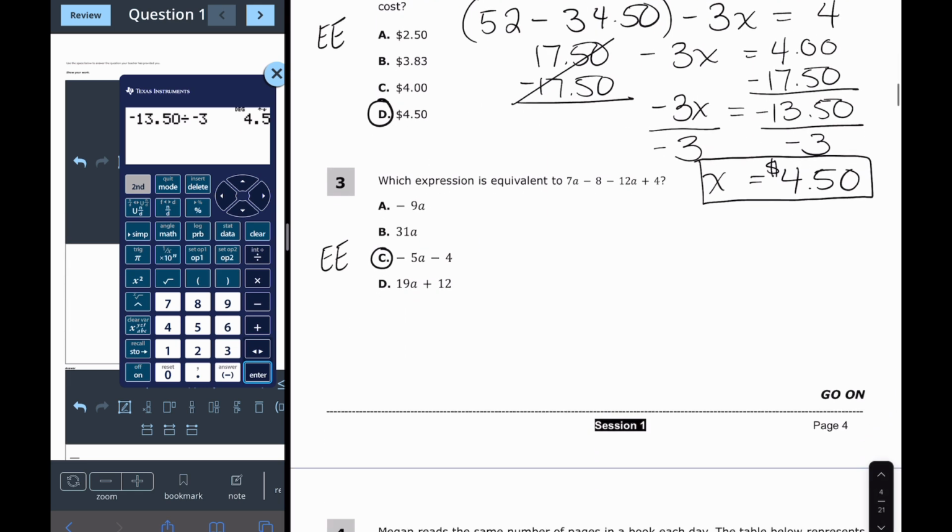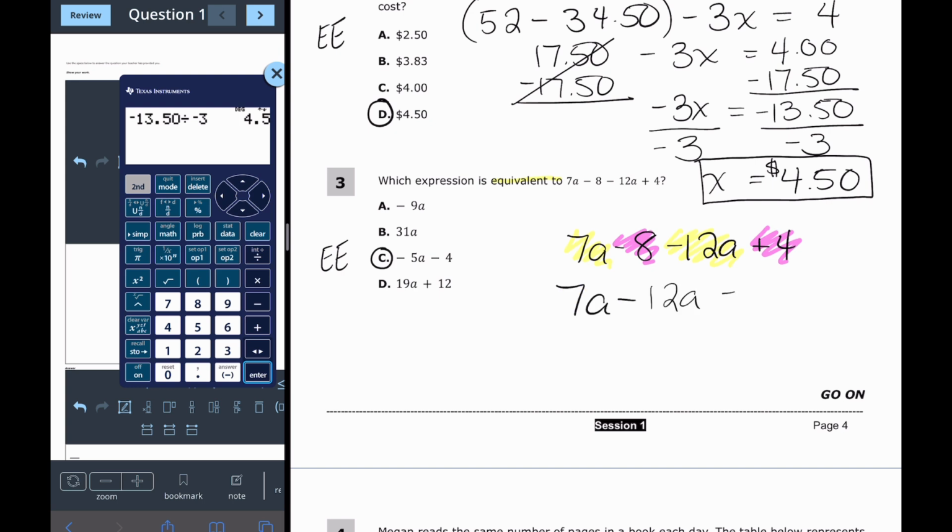All right, so let's go on to the third one, number 3. We want to know which is equivalent to this expression. So I'm just going to simplify the expression. That's all I'm going to do. Start by writing it. 7a minus 8 minus 12a plus 4. I'm going to identify my 2 like terms over here, and let's rewrite this. These are my other like terms. And I'm just going to put them next to each other. 7a minus 12a minus 8 plus 4.